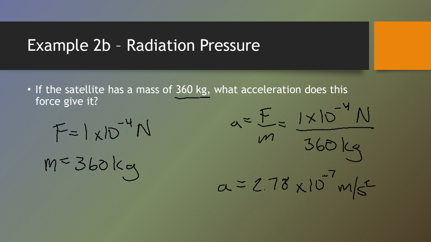Now, this doesn't seem like a large acceleration, but over time, that would push a satellite and cause it to move in a different direction. Right? So satellites and things like this have to account for the pressure of the sun pushing on them. Even if the acceleration is really, really small, over time, it'll be enough to move it.